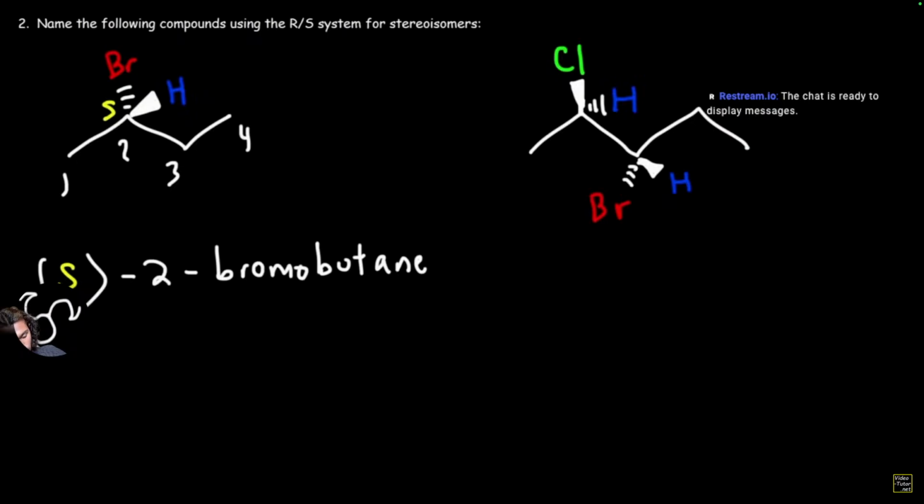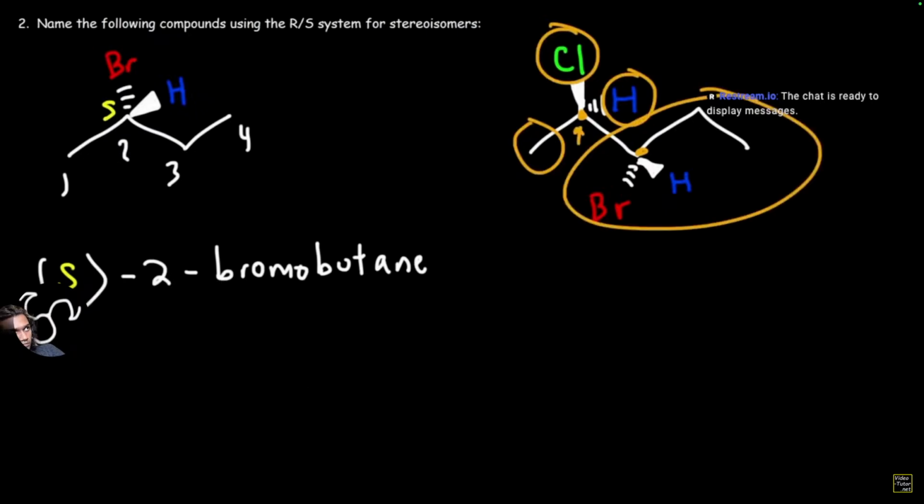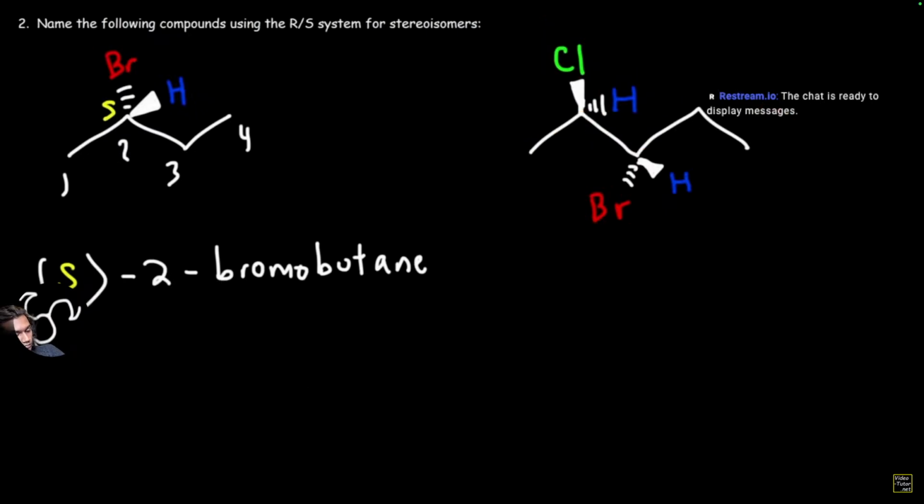Now, let's move on to the next one. So here we have 2 chiral centers. And you could check it. Here we have 1 group, 2, 3. Relative to this carbon, this is the 4th group. If we focus on the second chiral center, this is one group, 2, the ethyl's 3, and that's the fourth group.